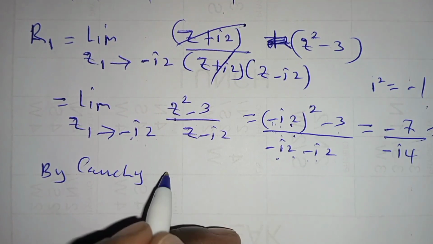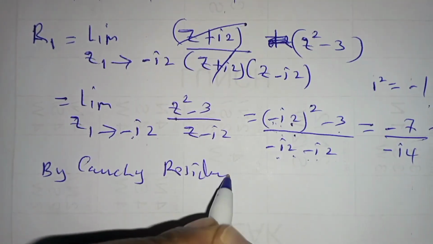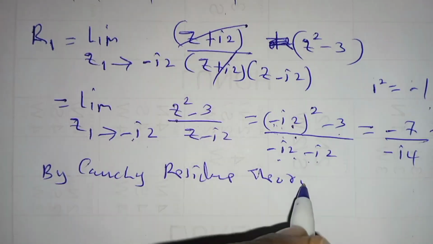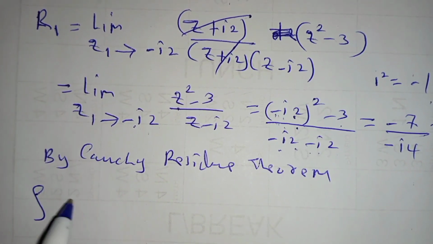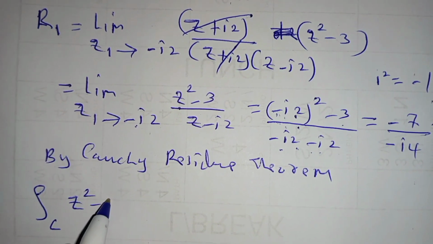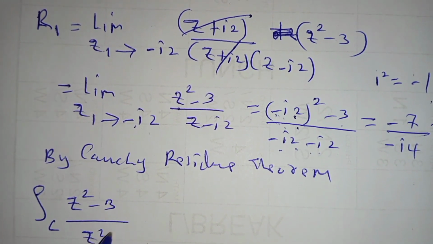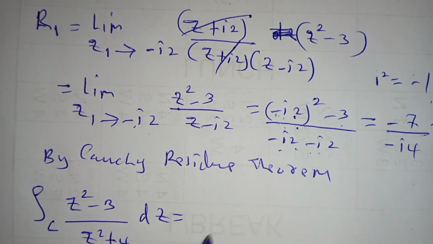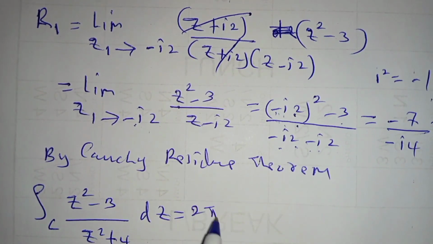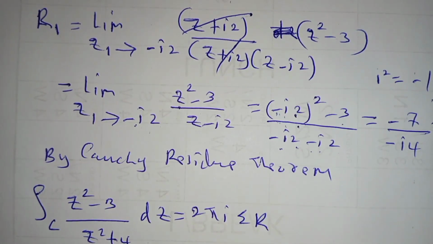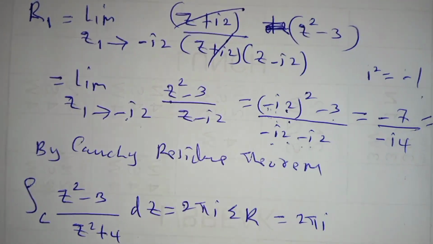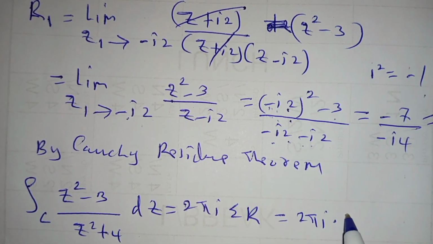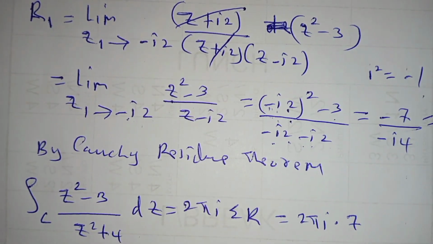Now, by Cauchy residue theorem, the integral of our given function will be given by 2 pi i times the sum of residues, which is equal to 2 pi i multiplied by our residue. We have found it here to be 7 over 4i.